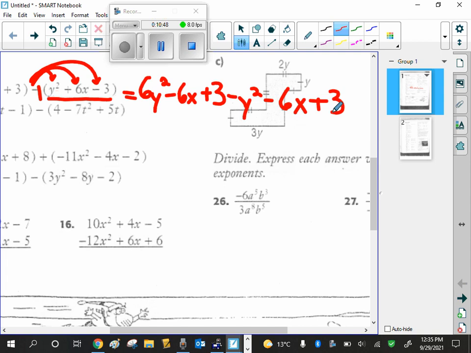Now you collect like terms. Go ahead and collect like terms. Add the y squares to the y squared, add the x's to the x's, add the numbers to the numbers, including the signs out front. So now add them up. You can collect like terms.